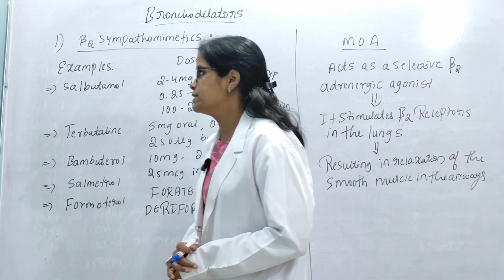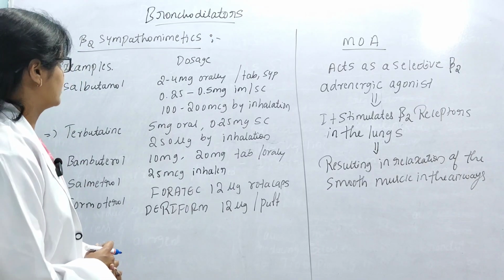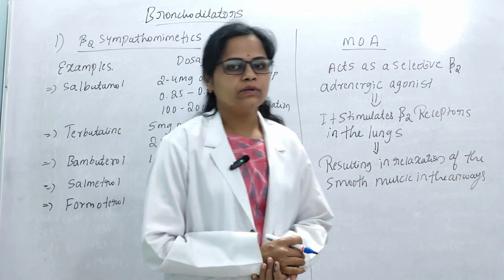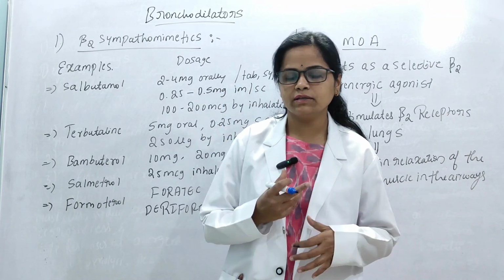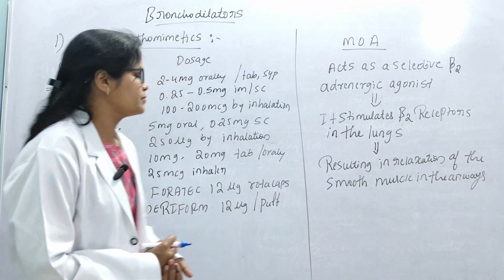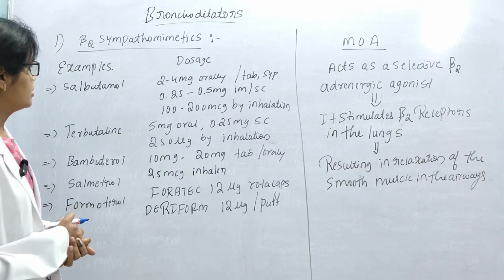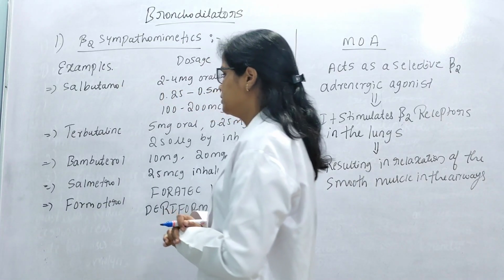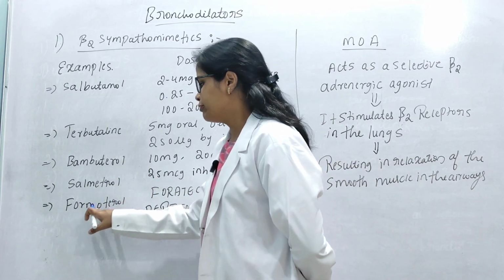Okay, here first we'll see about the beta 2 sympathomimetics. Already you know the bronchodilators, these drugs are used to relieve the mucosal congestion in the airways by widening and relaxing of the smooth muscles. Here, examples for the beta 2 sympathomimetics are salbutamol, terbutaline, bambuterol, salmeterol and formoterol.